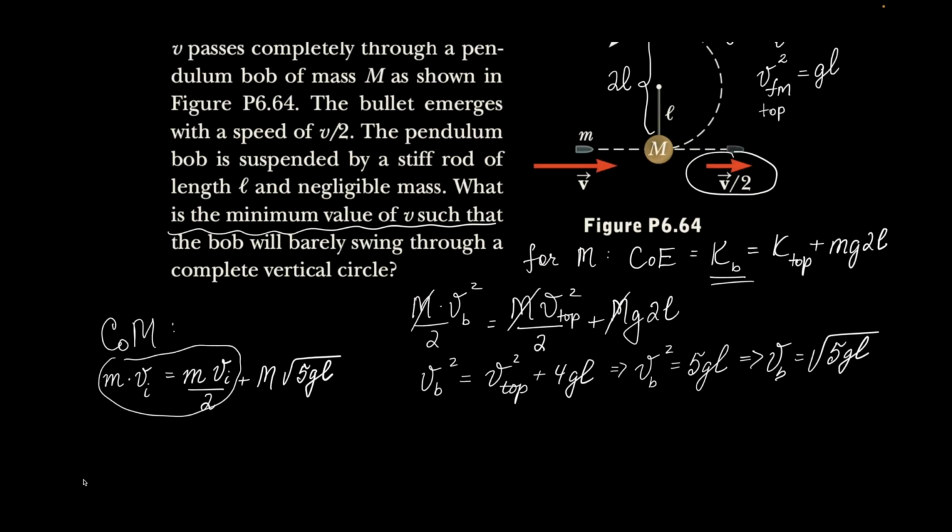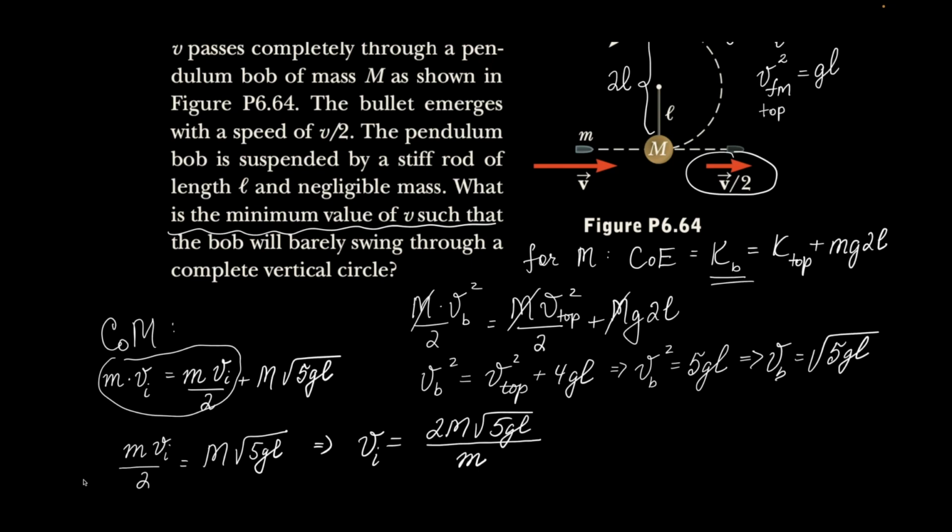From there, when I rearrange, this is mv initial over 2 should be equal to big M root of 5gl, from where v initial, which is what I'm after, is going to be 2 big M root of 5gl divided by the little mass. So this is your minimum initial speed of the bullet right before this collision.